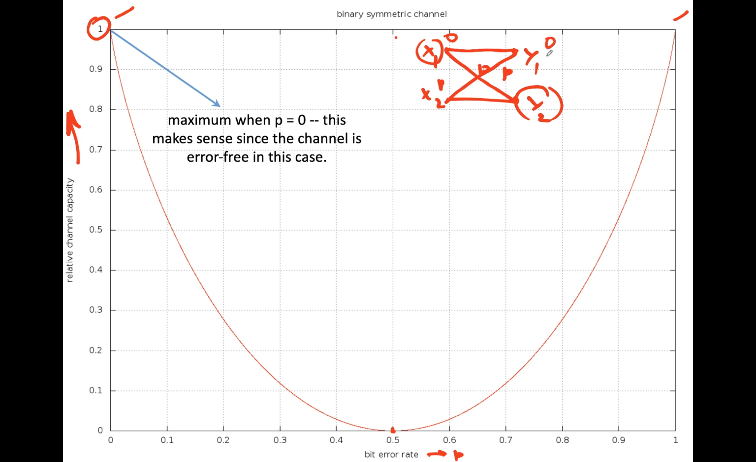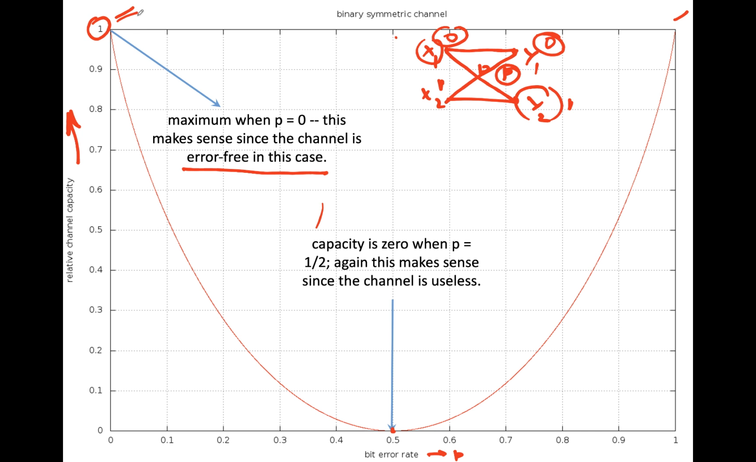Let's say your x1 is 0 and x2 is 1, and y1 is 0 and y2 is 1. So when you are transmitting a 0, you are also obtaining a 0 without any error, and when you are transmitting a 0 and obtaining a 1, this is actually the probability of making an error. So your P equal to 0 means that your channel is error free. This makes sense because when your channel is error free, your capacity is maximum. Again, when your P equal to half, then the capacity is 0, because in that case the channel is useless.